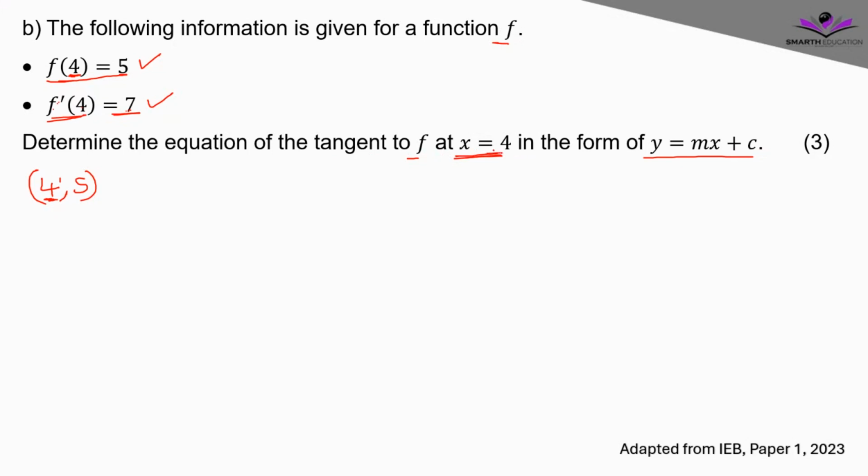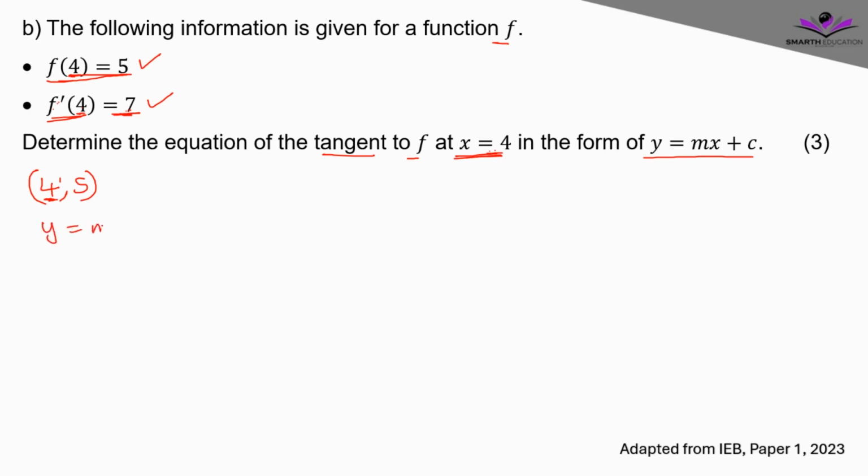So at x is equal to 4, the gradient of the tangent and the gradient of the graph are equal. Remember, at the point of contact, the gradient of the curve and the gradient of the tangent are equal. So meaning that at x is equal to 4, the gradient is 7. So we have the gradient of the tangent, and then we have the coordinates of the point of contact. So with this we can find out the equation.